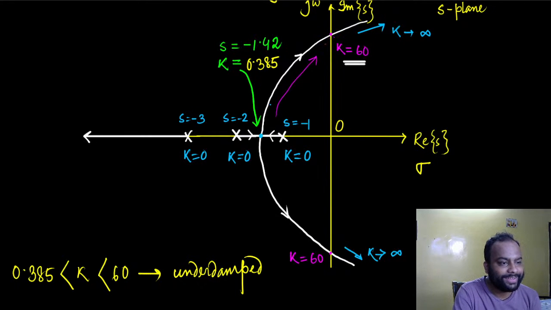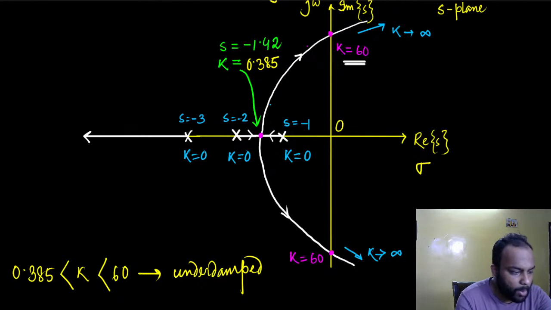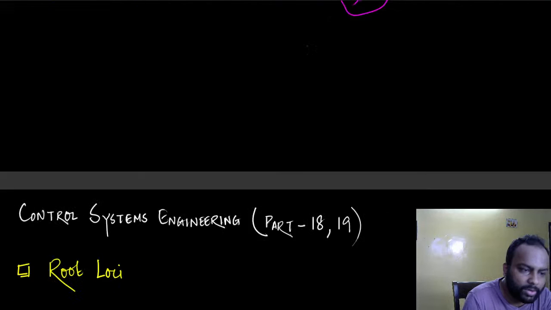So the question is, did I draw these lines arbitrarily? I knew that this was the breakaway point, and this was the breakaway point, and I also knew that these were the points at which they cross the imaginary axis. So did I just draw this arbitrarily? No, not really. To figure that out, let's talk about our fourth rule. The fourth rule wouldn't be anything new because you already know about this somehow.